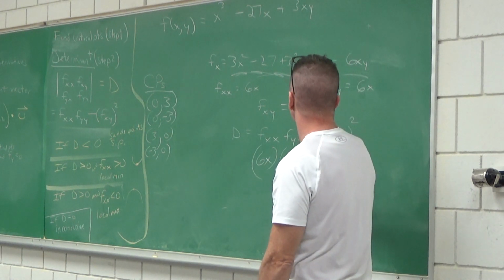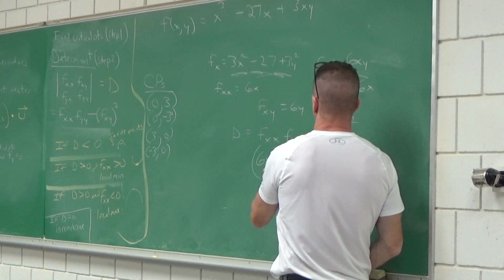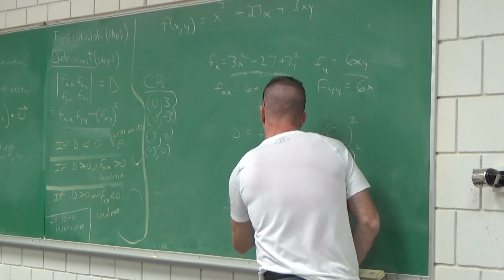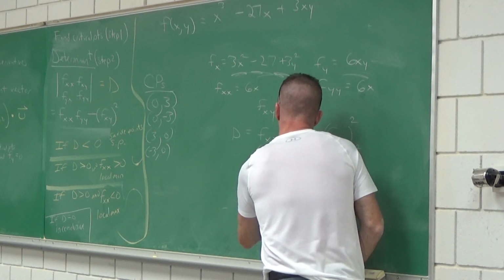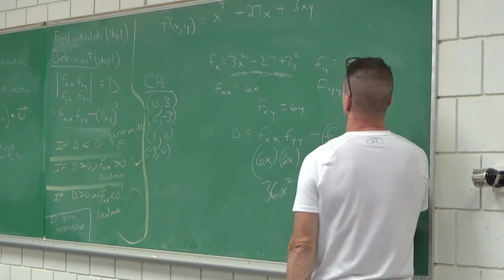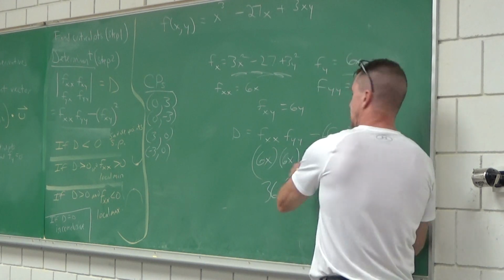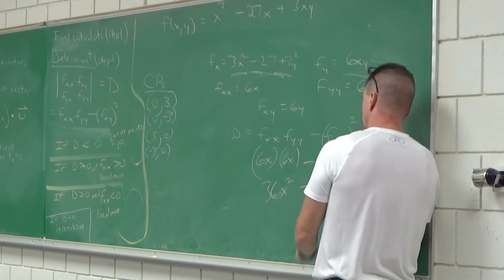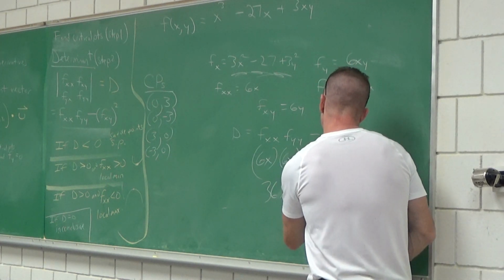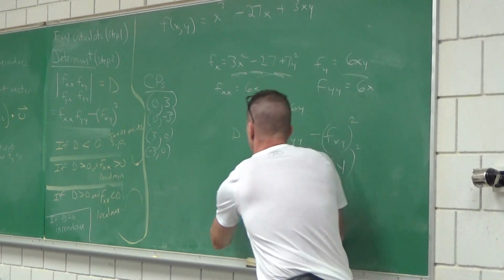What was that? fyy right there is a... And what was this again? Just 6x, right? So this will become 36x squared, thank you so much, minus, oh, this is the what? I had these switched around, I apologize. So 36x squared minus 36y squared. And this is the determinant.